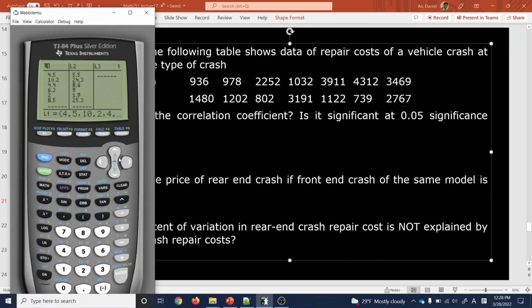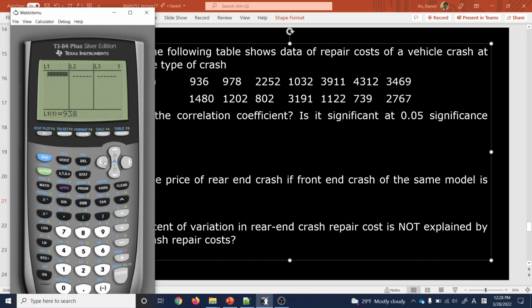One thing that's nice to know is that if you go up arrow to L1 and clear, enter, then it deletes the entire thing. So go clear and then enter, it deletes the entire thing.